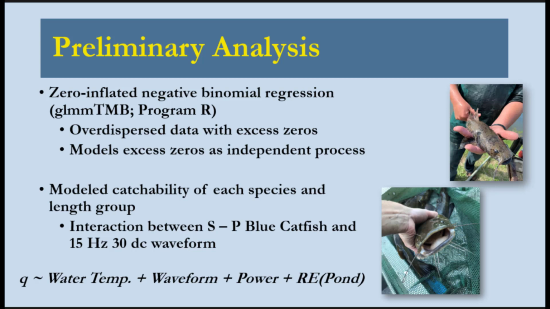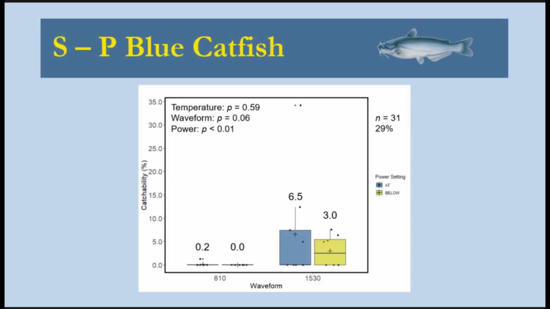And then there's an oversimplified version of the model to show that we included water temperature, waveform power, and a random effect for pond. These are some of the plots of the data, and then the conditional model output, which is modeling catchability up in the top of the figure.